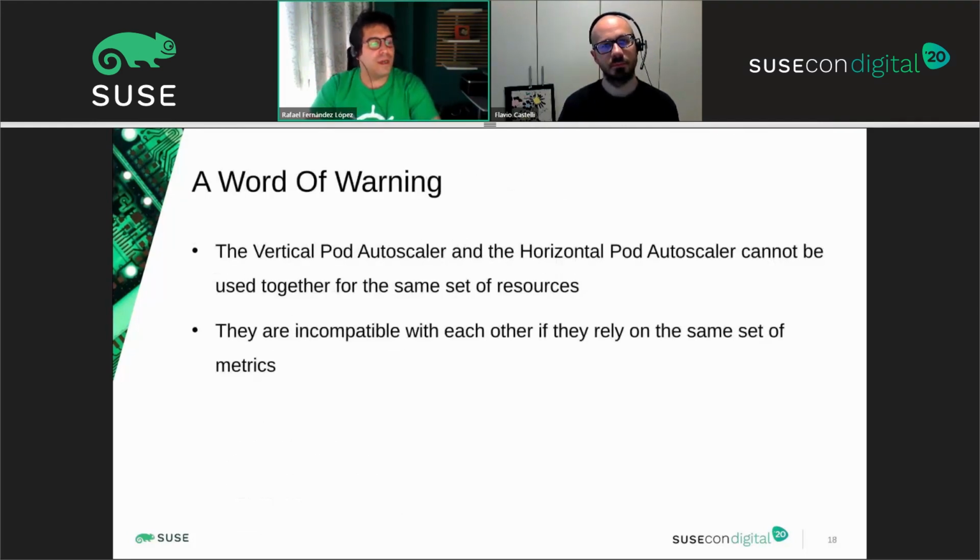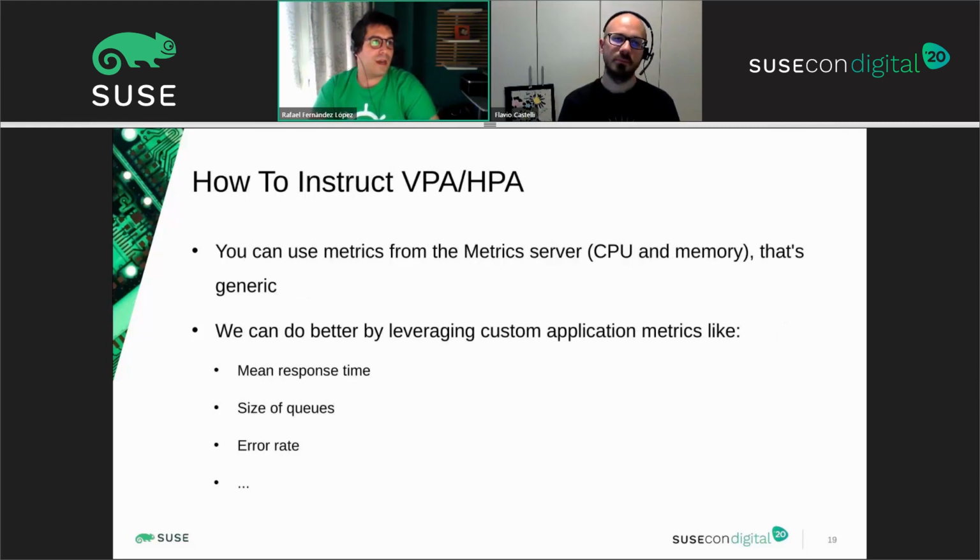And so, a word of warning when you are using both of them at the same time. You can use both of them, but you cannot use them together using the same set of metrics, because they don't expect the other one to be acting behind their back. For example, this will alter the metrics altogether if both of them are working on the same set of metrics, and then they can fight each other. In that sense, you could have the vertical pod autoscaler for a certain set of resources, the horizontal one for another set of resources. That's perfectly fine, but you shouldn't use both if you are relying on the same set of metrics for both.